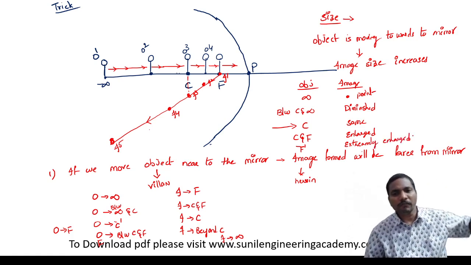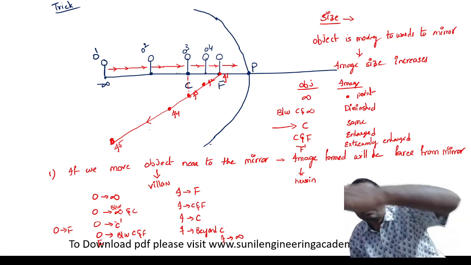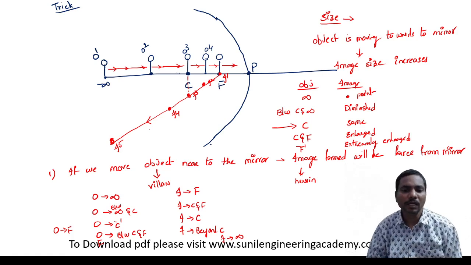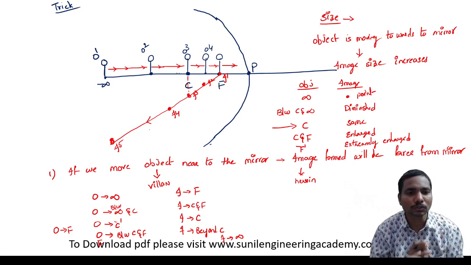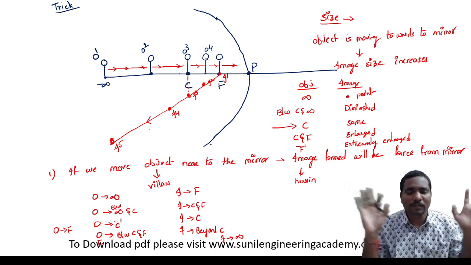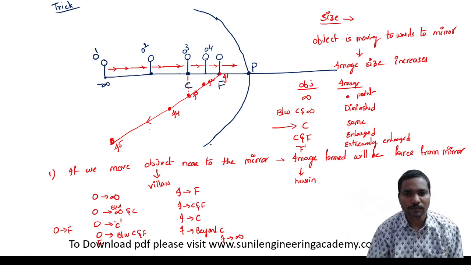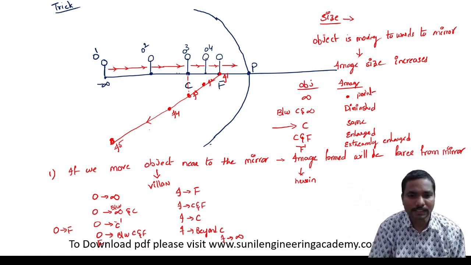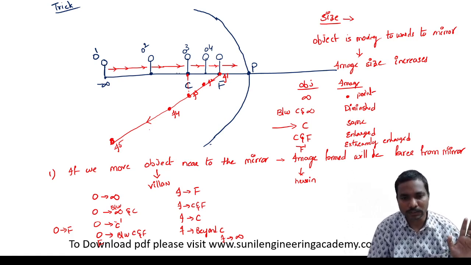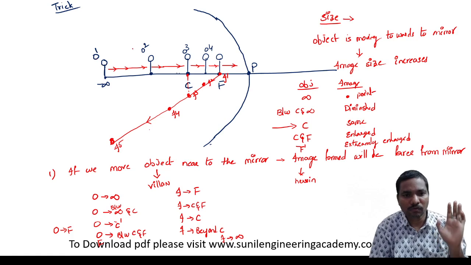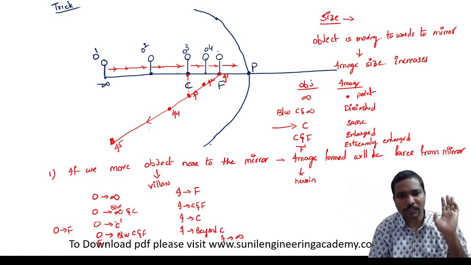Okay, so if the object moves towards the mirror, the image size is going to increase. These are the two important points. If you know these two, then you can give the answer for any type of question. At exactly C, same size, same image. And in all these cases up to focus, you place the object at one place, second place, third place, fourth place, fifth place.